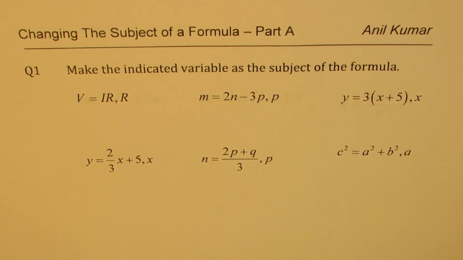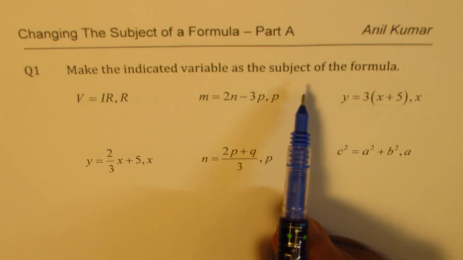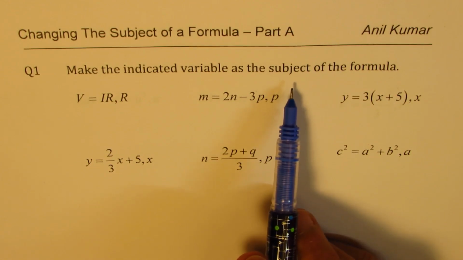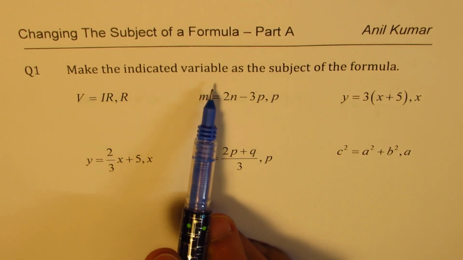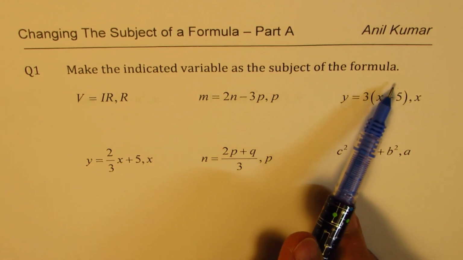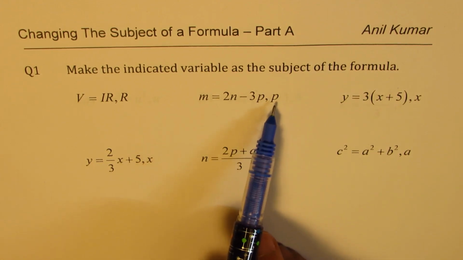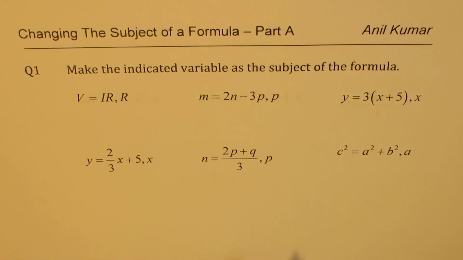Question number 1 here is, make the indicated variable the subject of the formula. This language is used many times, so it may not be familiar for people in North America, but for the United Kingdom that makes a lot of sense. So make the indicated variable the subject of the formula. That really means you have to isolate p, or rearrange the formula and get the value of p for the formula given here. So let's do it for all the 6 formulas given.